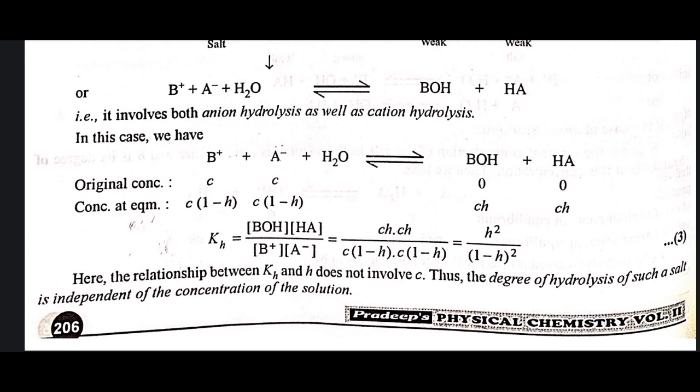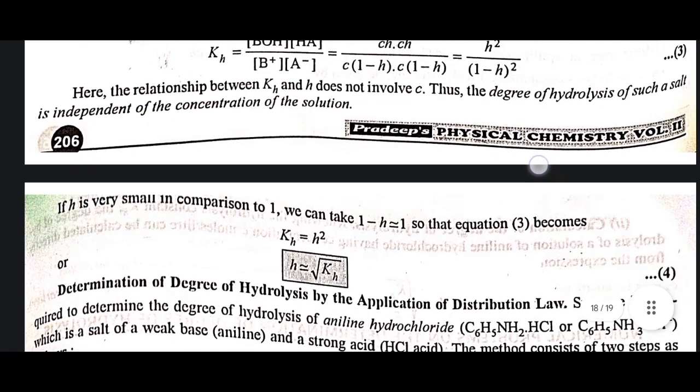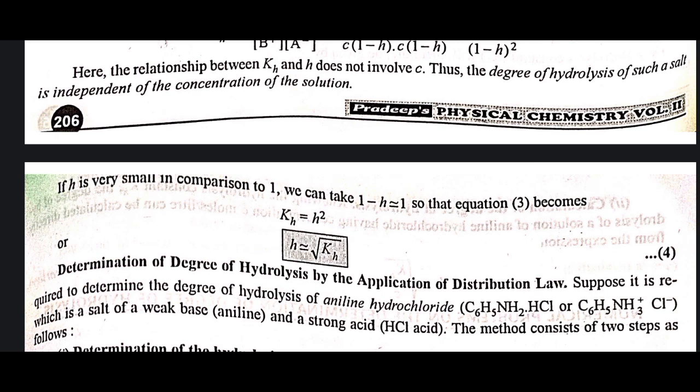Here the relationship between Kh and h does not involve C. Thus the degree of hydrolysis of such a salt is independent of the concentration of the solution. If h is very small in comparison to 1, we can take 1 minus h nearly equal to 1, so that equation 3 becomes Kh is equal to h square, where h is nearly equal to under root Kh. This is equation number 4.